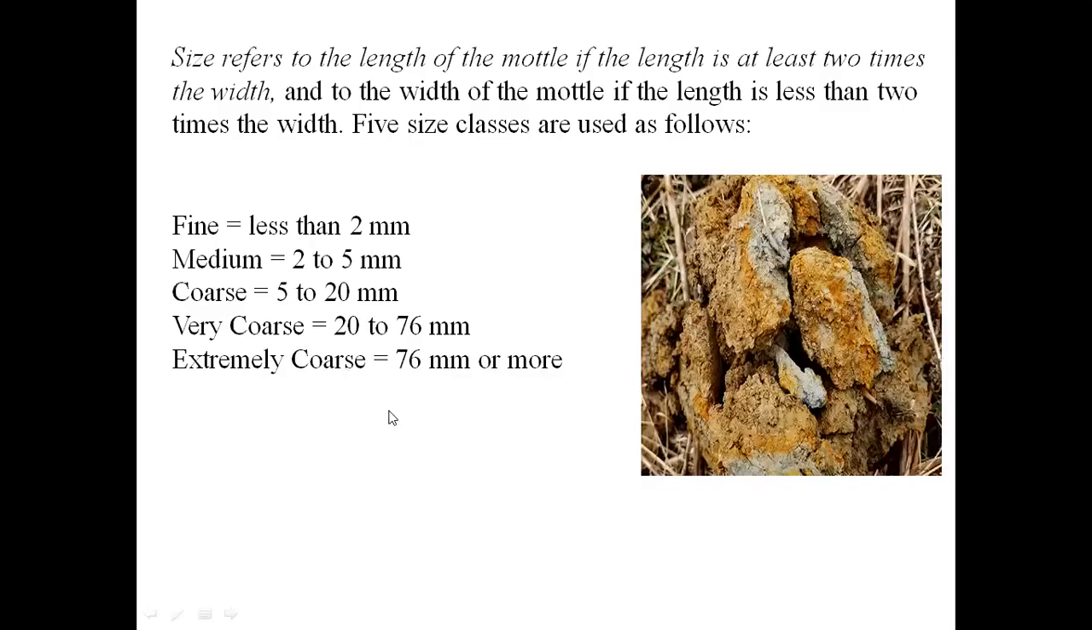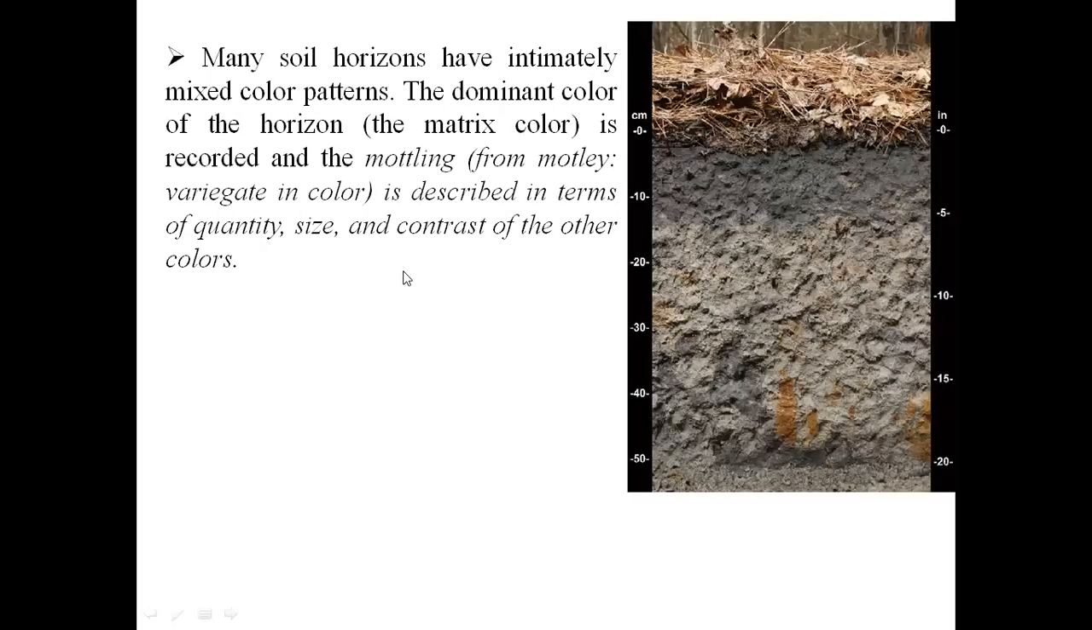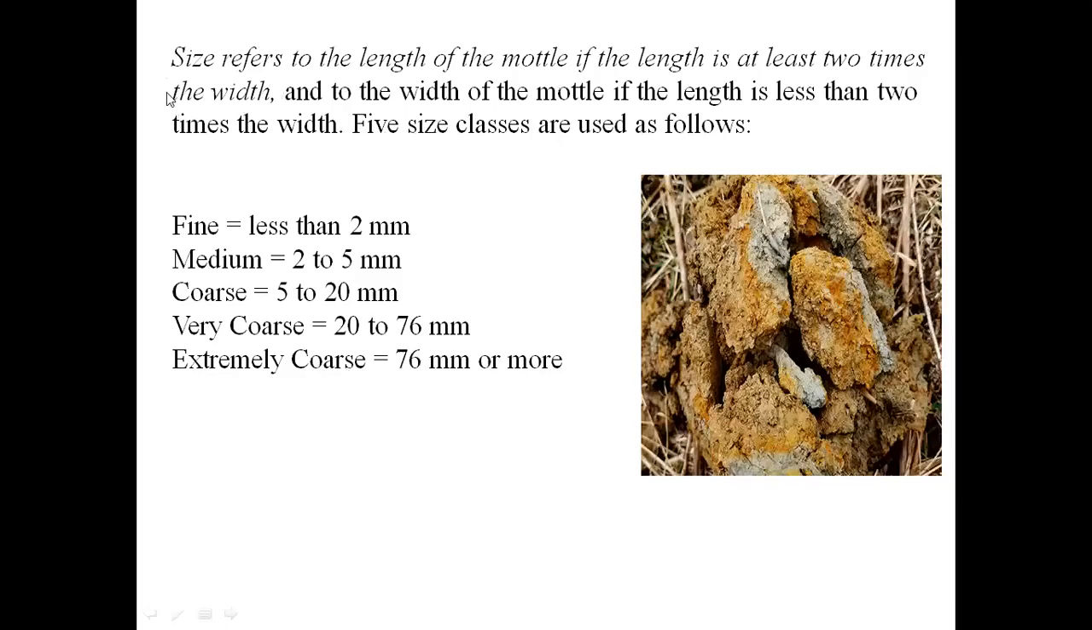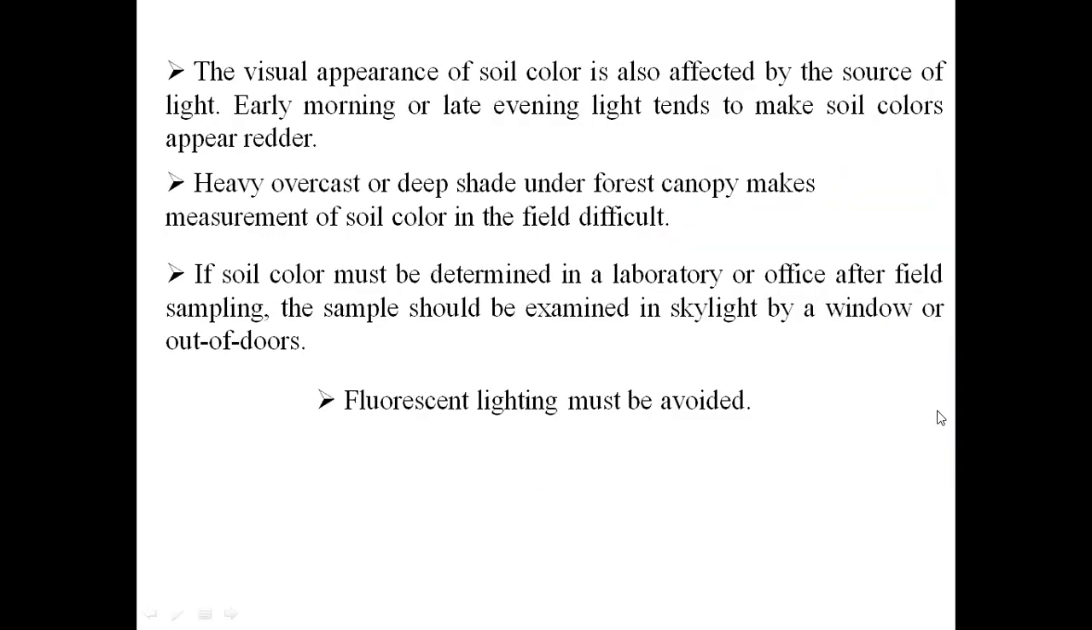So these are the different conditions. What conditions have we learned in mottling? One is the quantity, another one is the size, another one is contrast. So based on the contrast, we have seen these. You may see up to here, up to mottle, but you may not see all these characteristics.